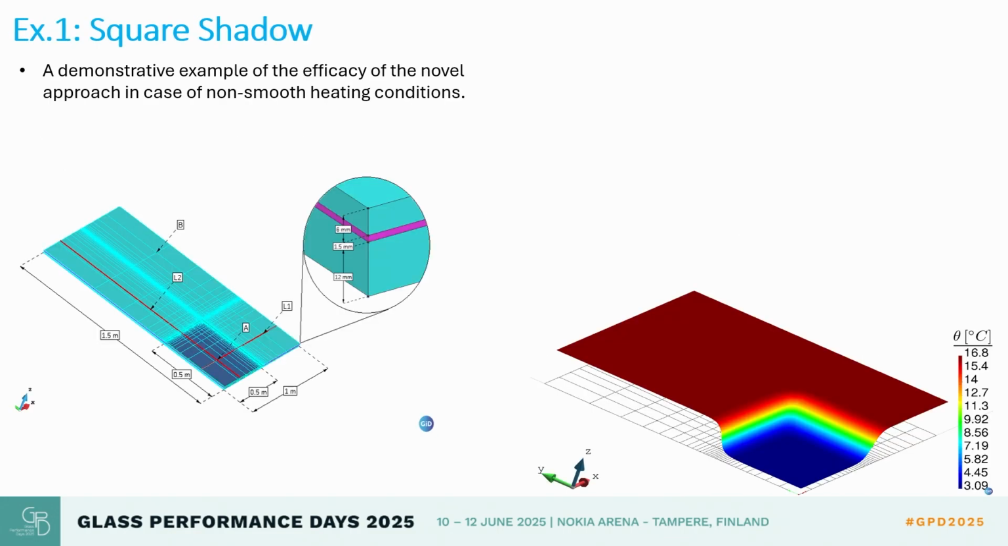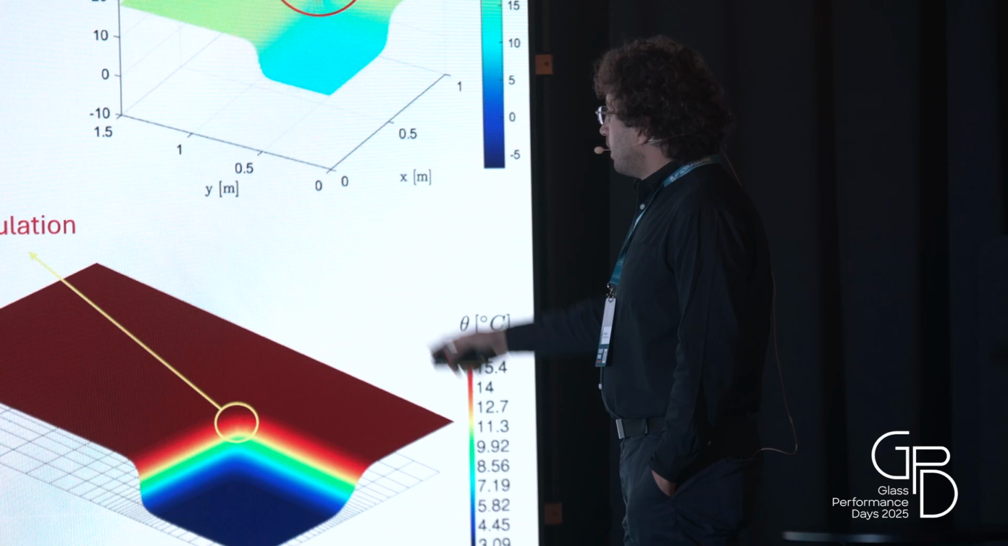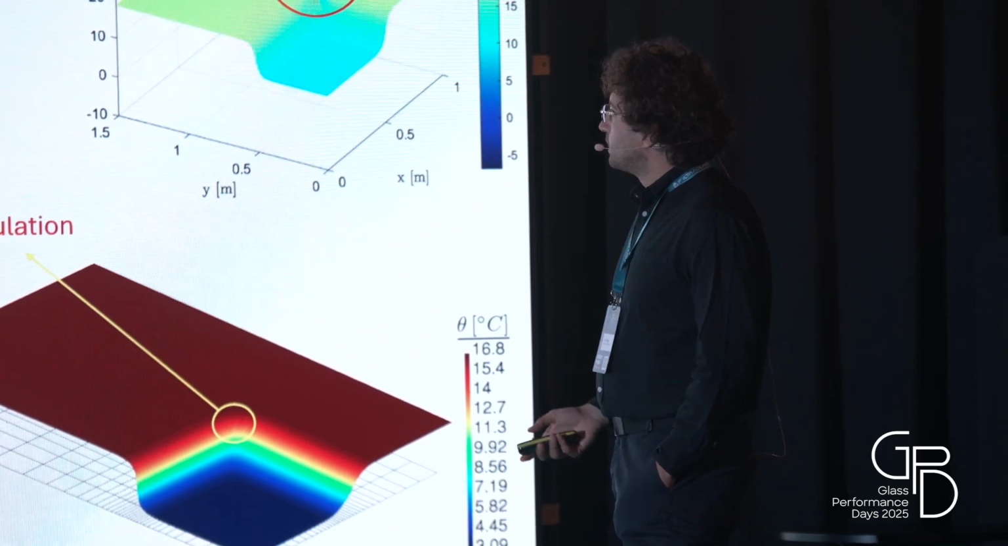Here we consider a problem where the square shadow on the lower left is shaded, and the plate is laminated. Doing the thermal analysis using the finite element method I described, we can get these results. If one were to implement the original approach suggested by Biot, you can get some singularities at the corner of the shadow, while the new flux-based formulation does not face any of these problems.